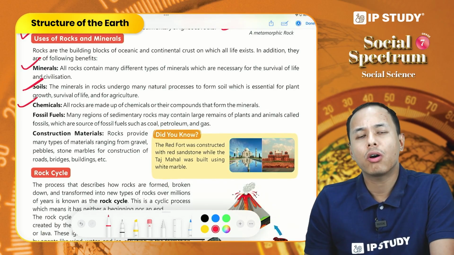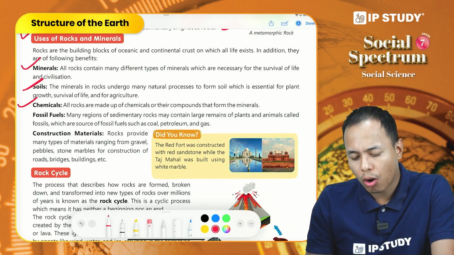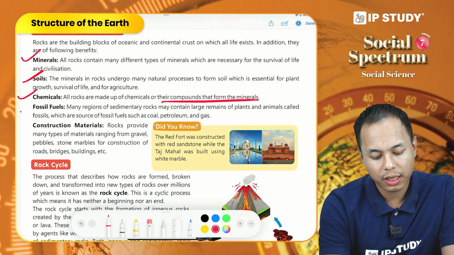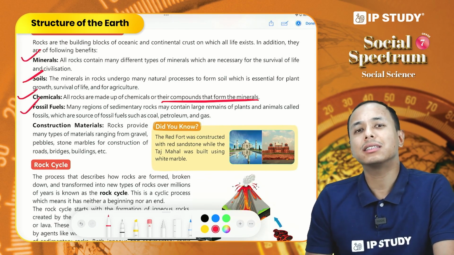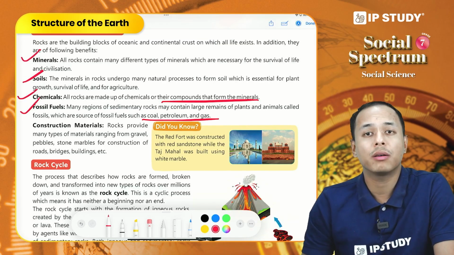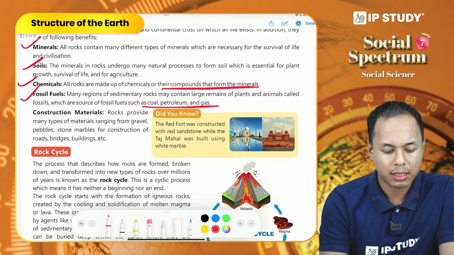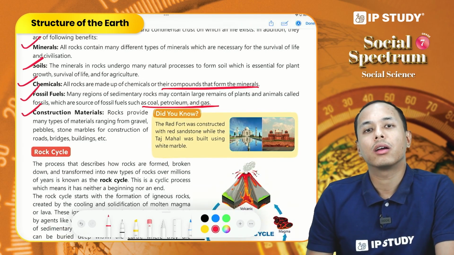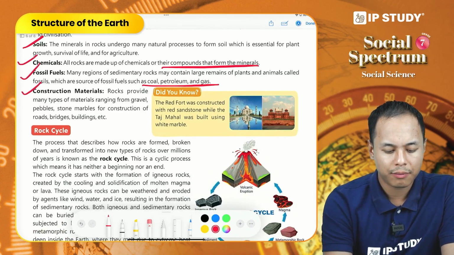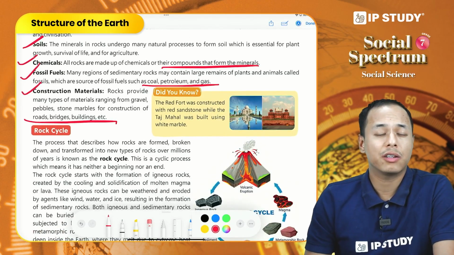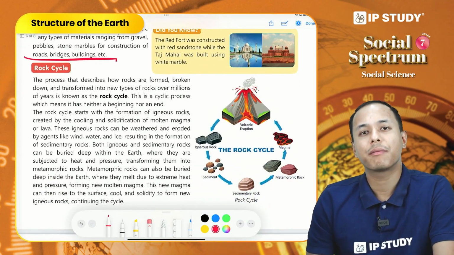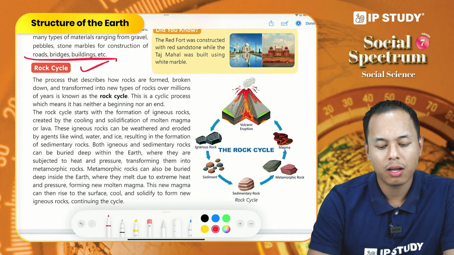Thirdly, chemicals. All rocks are composed of chemicals or compounds that form the minerals. Fourthly, fossil fuels. Many regions of sedimentary rocks are rich in fossil fuels like coal, petroleum and gas. Lastly, construction materials. Rocks are used in different construction activities like building of roads, bridges, infrastructure. So we use rocks. Now let us discuss the last topic, that is the rock cycle.